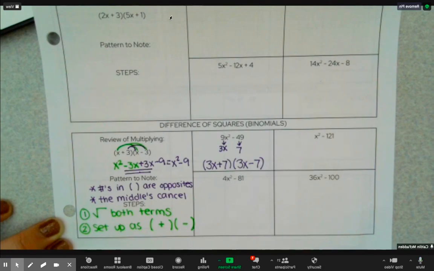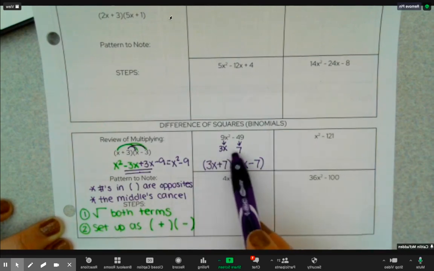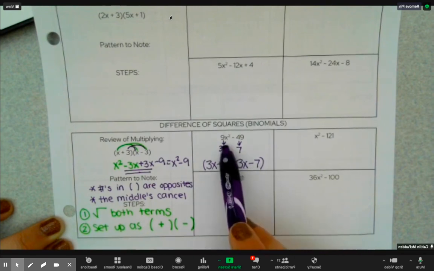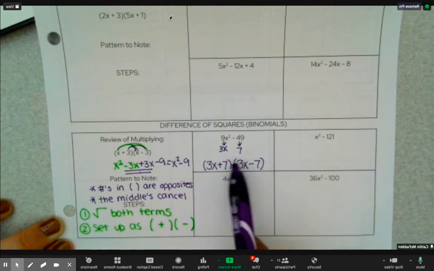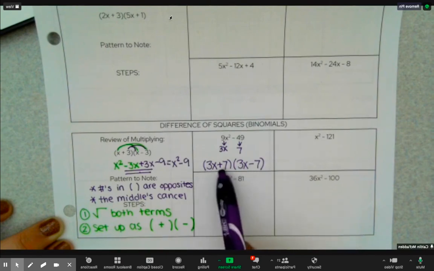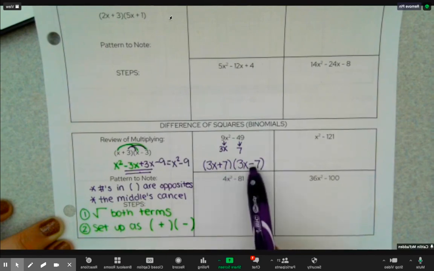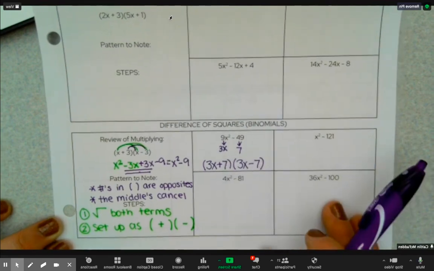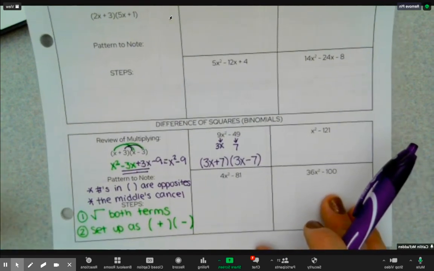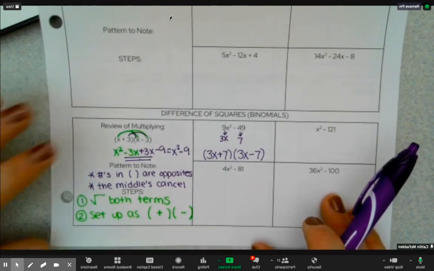And that's it. Because when I multiply these together, I'm going to get 3 times 3 is 9x squared. And then I'm going to get negative 21x and 21x. Those are always going to cancel, as long as these are the same thing, just different signs. And then negative 49 at the end. So this is really just following the pattern, but I'm also trying to explain to you why the pattern actually works.